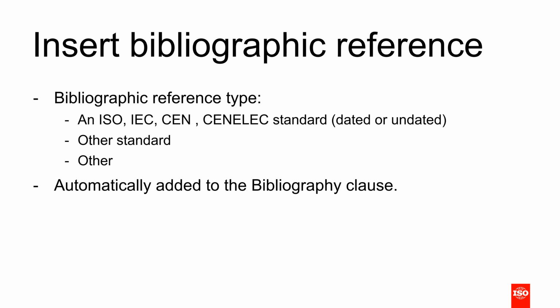Authors can add three types of bibliographic references in a draft: ISO, IEC, SEN, and CEN standards from the existing catalog, any other standard not in the above catalog, or a reference of any other type. The bibliographic references are automatically listed in the clause named Bibliography under the appendix.